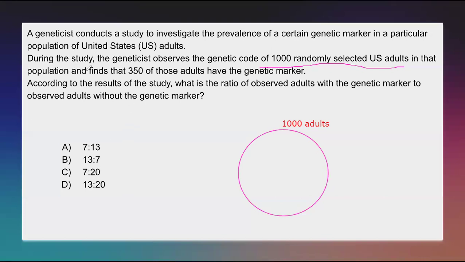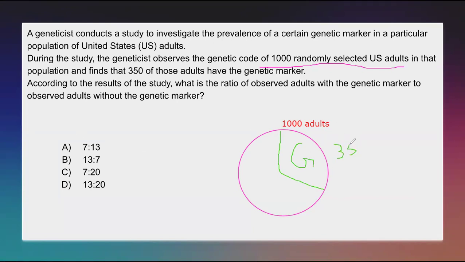And it says that it finds that 350 of those adults have the genetic marker. So if we think about each individual person, they either have the genetic marker or they don't. So those are going to be our two different groups. They either have the genetic marker or they don't have it. So if 350 of them have it, and we can go ahead and draw 350 here, I'll make that a capital G. Those are the people who have it, and there are 350 of them.